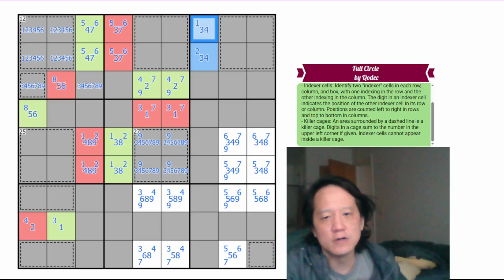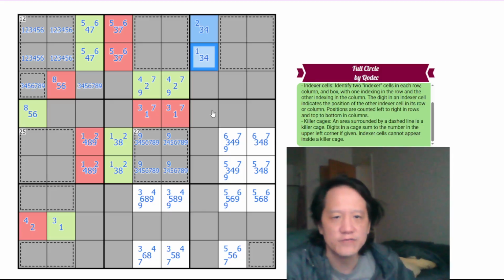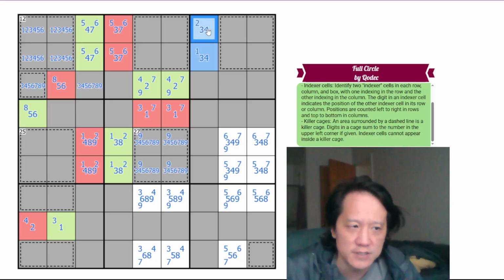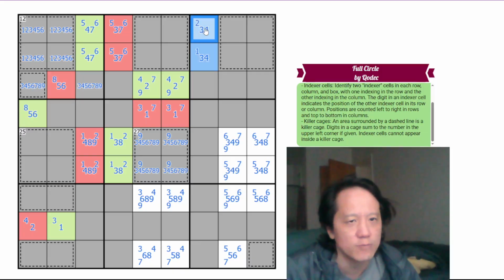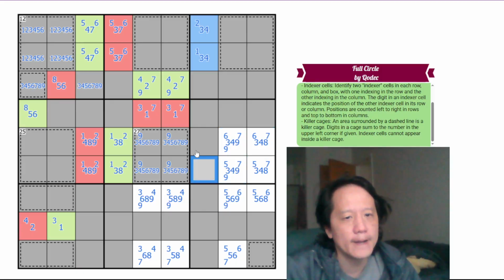Wait, this is wrong. This is indexing. This would have to be 2, and this would be 1, if that's the case, right? Because this is indexing the column. It's saying 2 has to be the other indexer. This is an indexing column that way, so therefore it's saying 1 has to be the column. Okay.